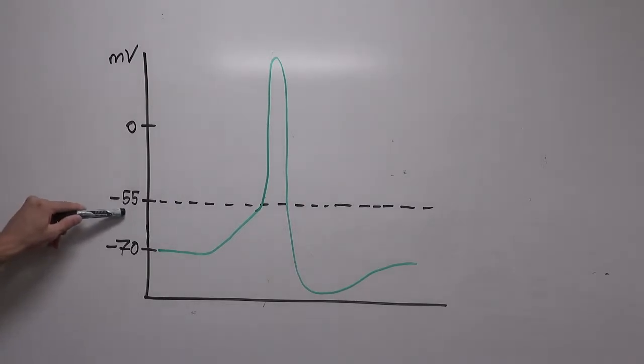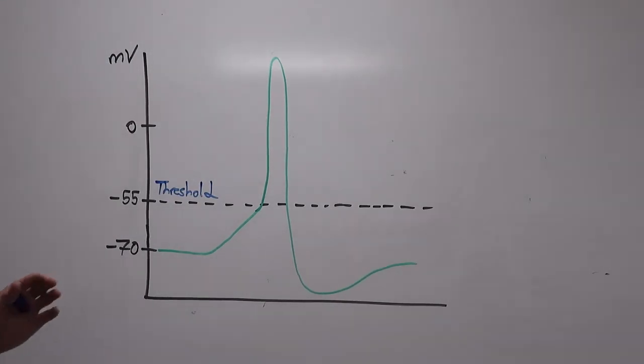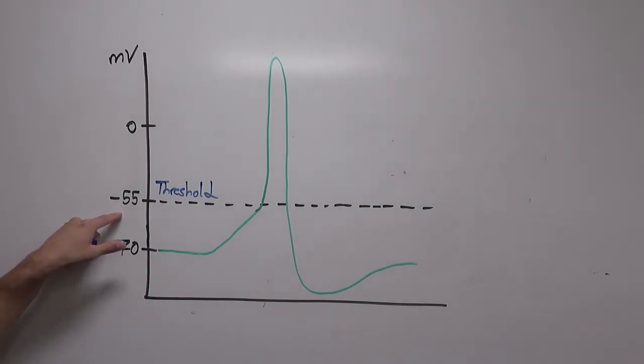Now, this value here, -55 millivolts, also seen by this dotted line, is known as the threshold. The threshold is the set value that will cause an action potential to happen. So action potentials are all or none, which means once it reaches this threshold, it'll go and it'll finish. But this is the key value: the intracellular fluid has to reach -55 millivolts for the action potential to happen.